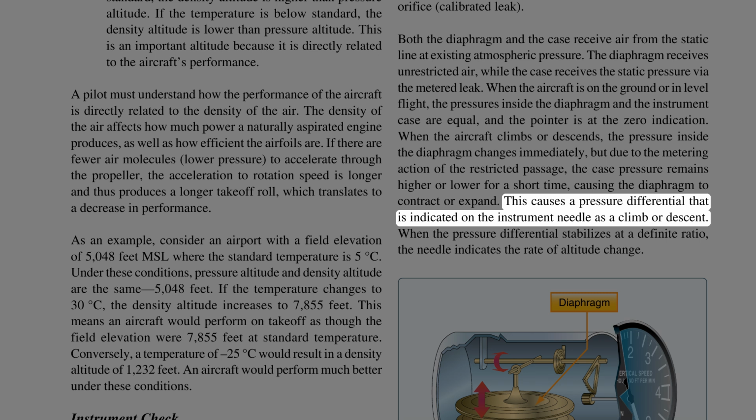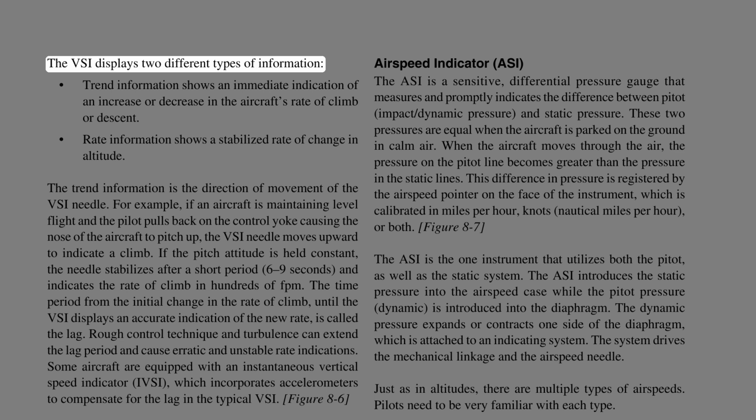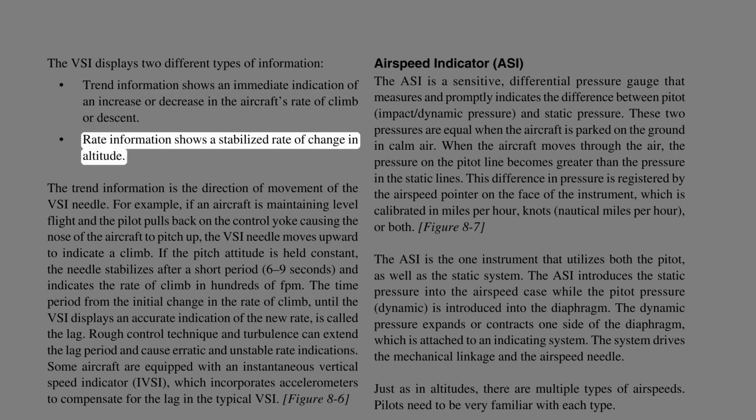This causes a pressure differential that is indicated on the instrument needle as a climb or descent. When the pressure differential stabilizes at a definite ratio, the needle indicates the rate of altitude change. The VSI displays two different types of information. Trend information shows an immediate indication of an increase or decrease in the aircraft's rate of climb or descent. Rate information shows a stabilized rate of change in altitude.